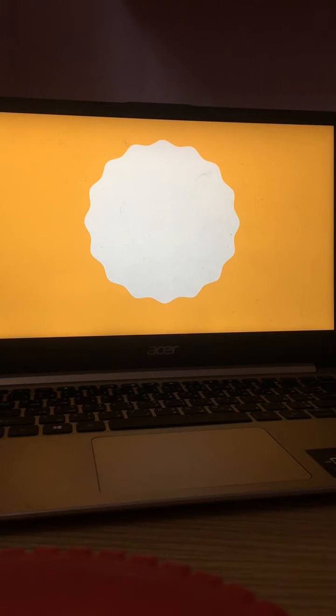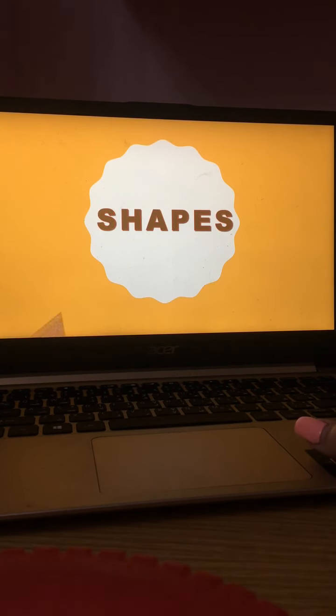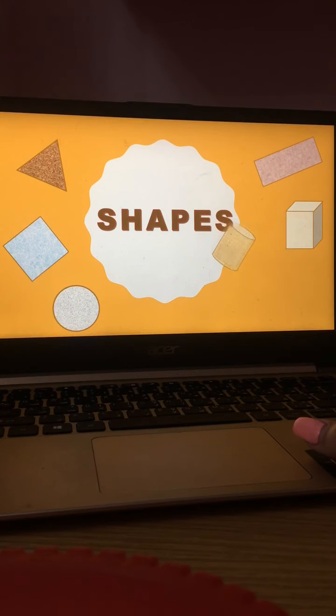Today, we're going to talk about a new and interesting topic, which is shapes. Okay, we are going to talk about shapes. As you can see, this is a very interesting topic that we are going to discuss together today. Let's know what shapes are.